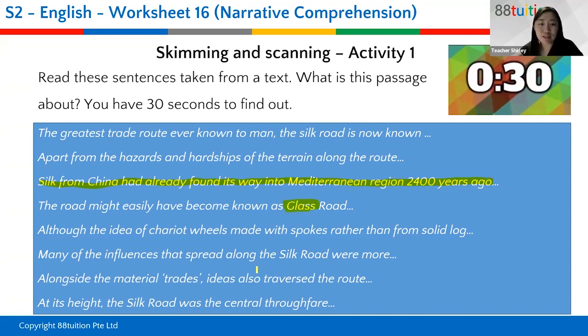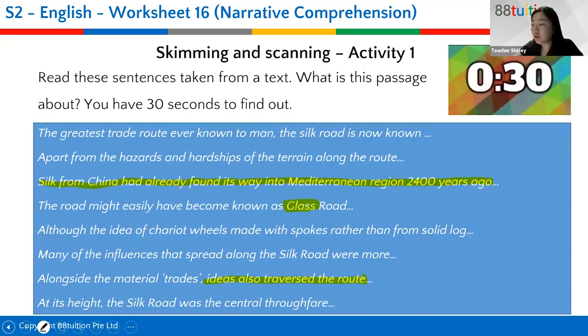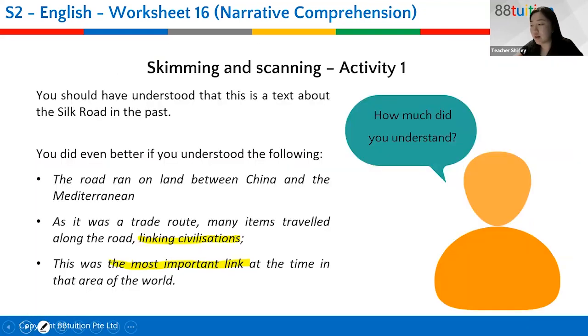Okay, many of the influences that spread along were more. Ideas also traversed the route. So that basically tells you that it links civilizations, and that was also the most important link at the time in that area of the world. Okay, so if you look at this, how do you know? Because it says at its height, the Silk Road was the central thoroughfare. So it was the highlight. It was the most important link at that time, during the era, right?